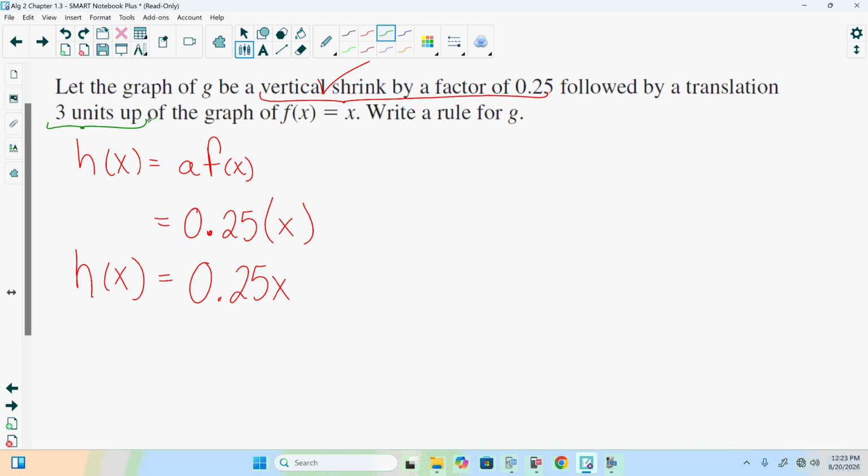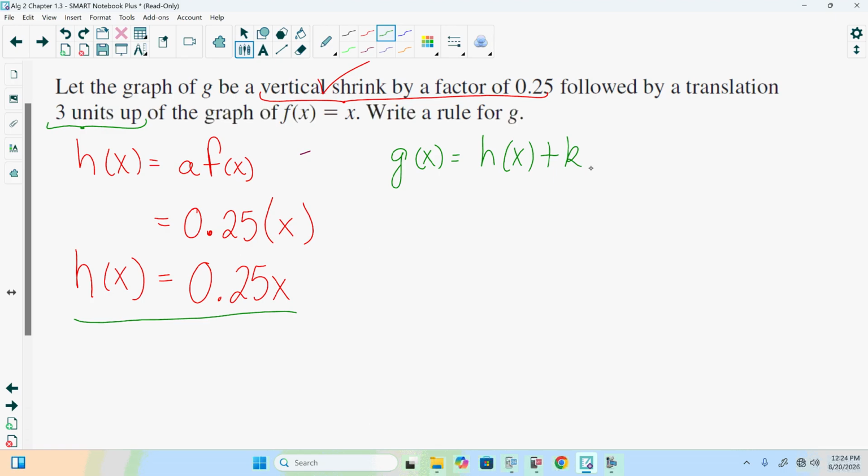Next piece, 3 units up. So we can call this next part g of x. We want to use a different name so we're not naming it based off the same piece. Also, the general form for our vertical translation up and down we said was f of x plus k, yes? We use the f of x part to say that we are applying it to the function f of x, yes? What are we actually applying it to this time? This one here, yes? So instead of saying f of x, we would say h of x plus k.